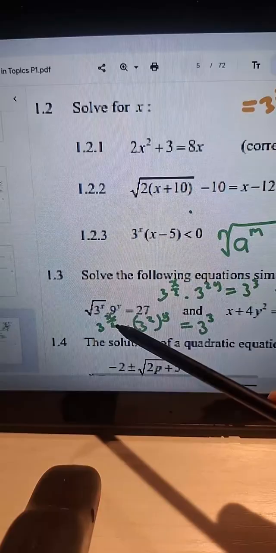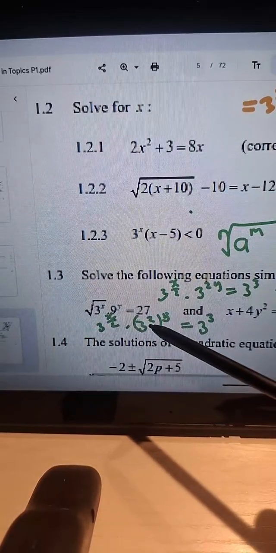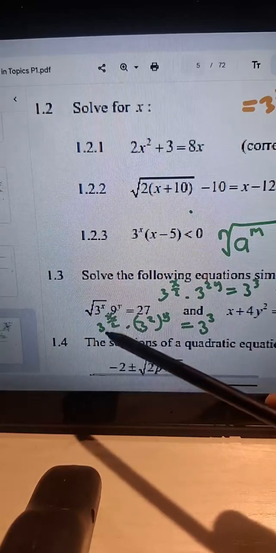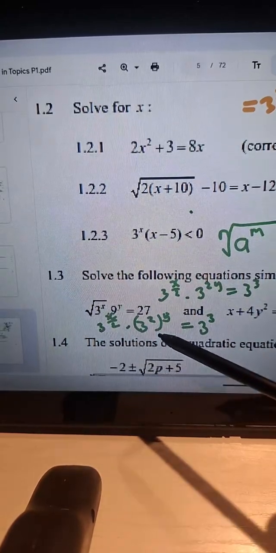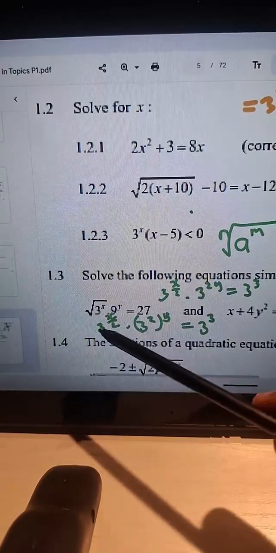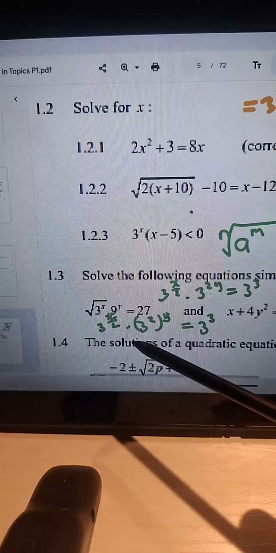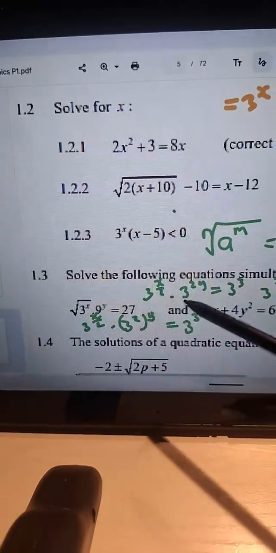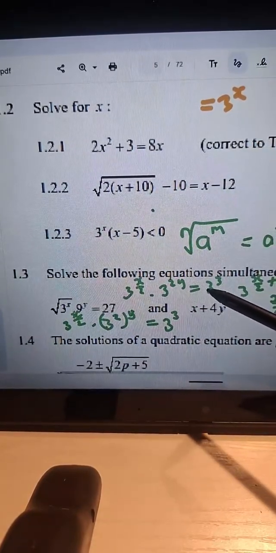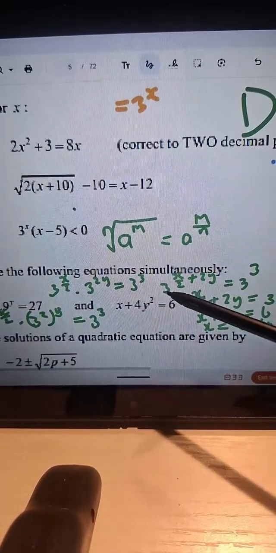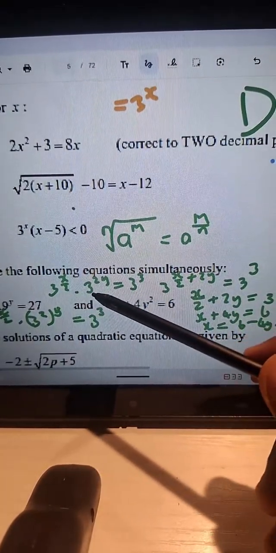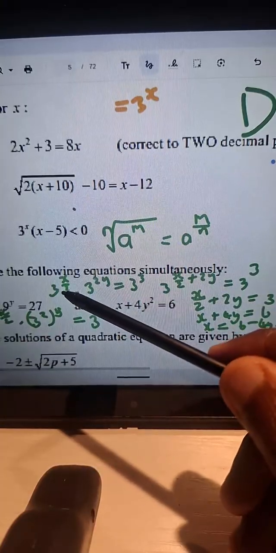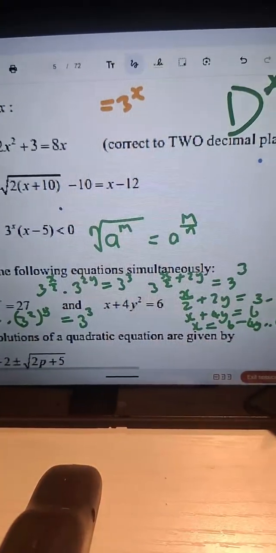3 to the power x over 2 times 9, which is 3 squared to the power y, equal to 27, which is 3 cubed. Then we apply law number 1 of exponents. The bases are the same and we are multiplying, so we keep the base 3. 3 to the power x over 2 times 3 to the power 2y is equal to 3 to the power 3. On one side, you keep the base 3, you add the exponents, x over 2 plus 2y, which is equal to 3 to the power 3.